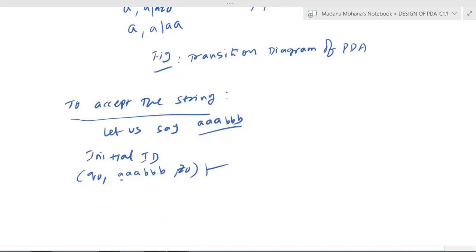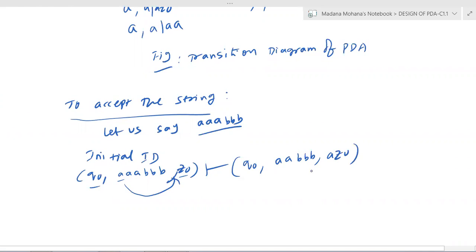So now what you have to do, every time, take the current state, current input symbol and current top of the stack. Then replace the respective transitions. Now Q0 A Z0, what we have according to the first transition, the state is the same. Now the remaining input after scanning A, remaining 2 A's, then 3 B's. Now this A is pushed onto the stack.